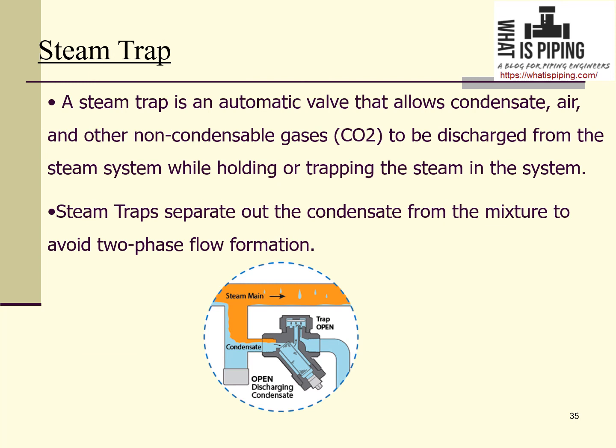A steam trap. A steam trap is an automatic valve that allows condensate, air and other non-condensable gases like carbon dioxide to be discharged from the steam system while holding or trapping the steam in the system. It increases the energy efficiency of the system. Steam traps separate out the condensate from the mixture to avoid two-phase flow formation. This is an example of a steam trap.